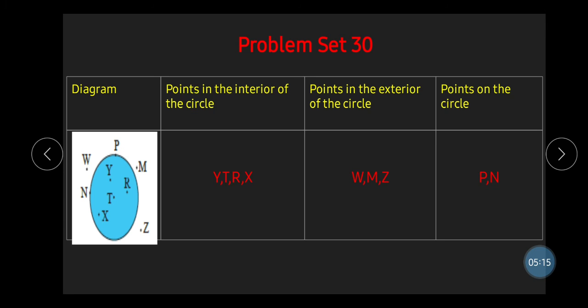Let us sum up. Points in the interior of the circle, that is points Y, T, R, X. Points in the exterior of the circle, points W, M and Z. Points on the circle, points P and N. Interior means inside, exterior means outside, and on the circle means on the boundary of the circle.